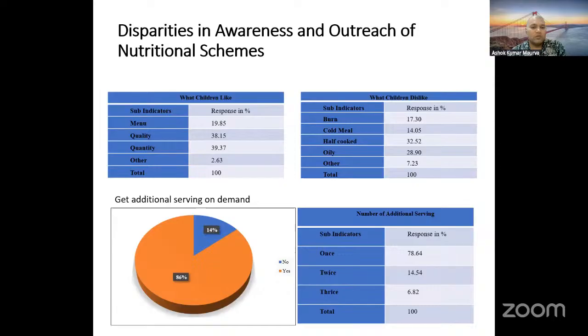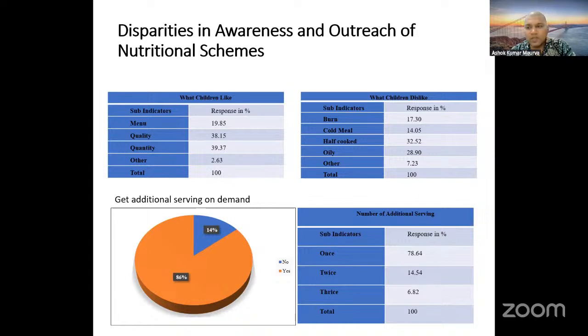Now, what do children like? More than 39% of children like the quantity, and around 38% like the quality. And what they dislike the most, their responses: around 32% don't like that sometimes the food is either half cooked, served cold, or oily. So these are the children's complaints.